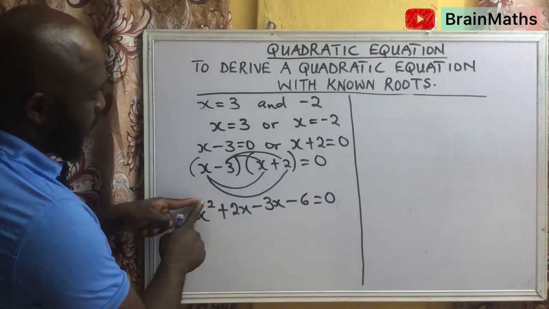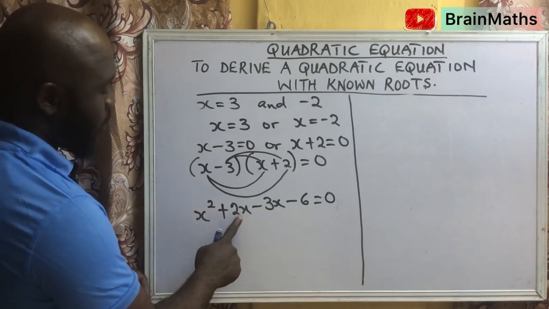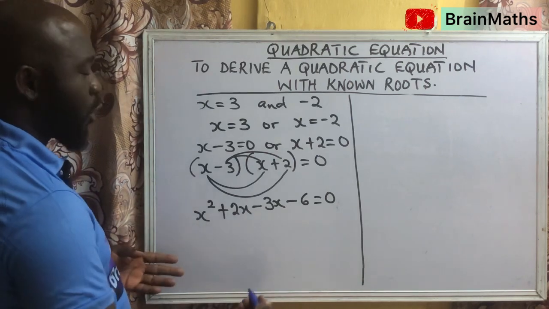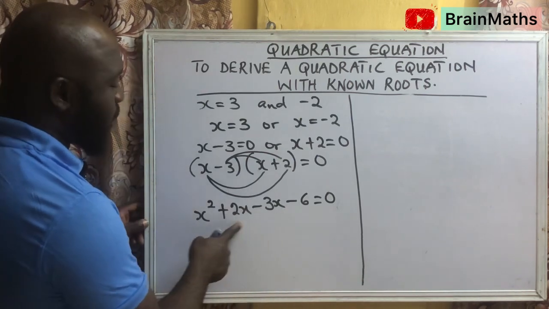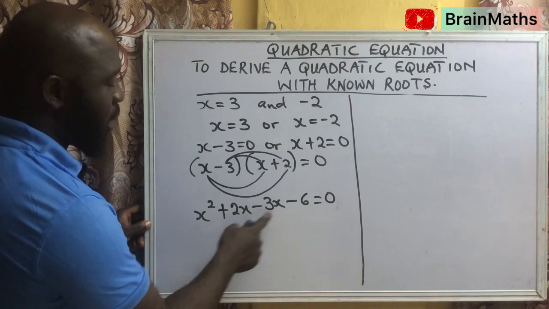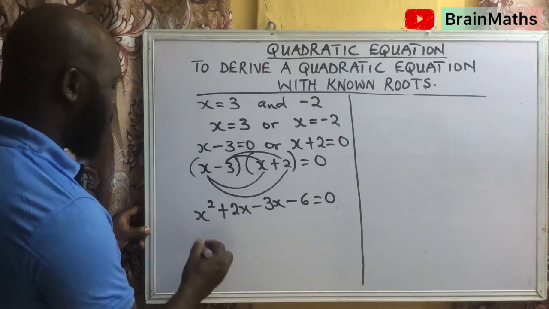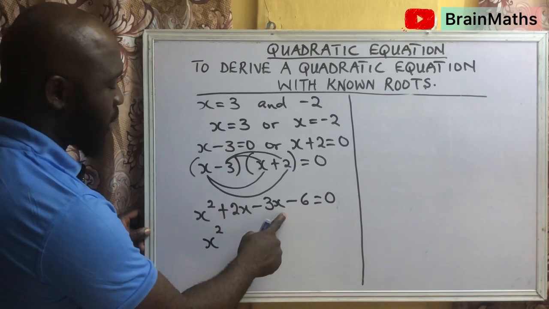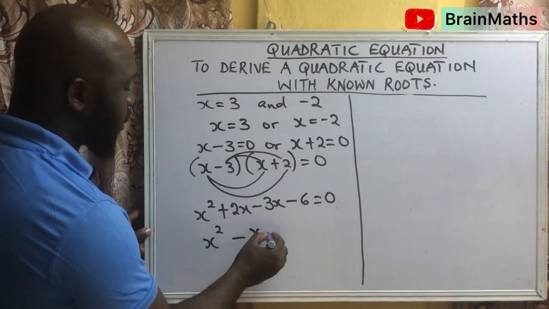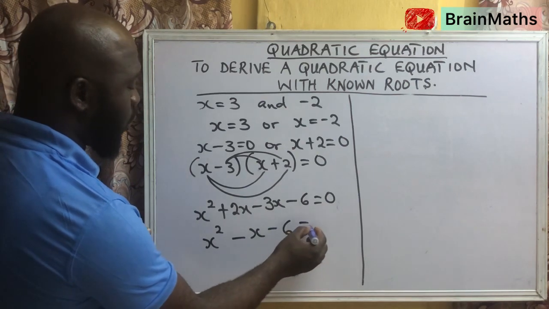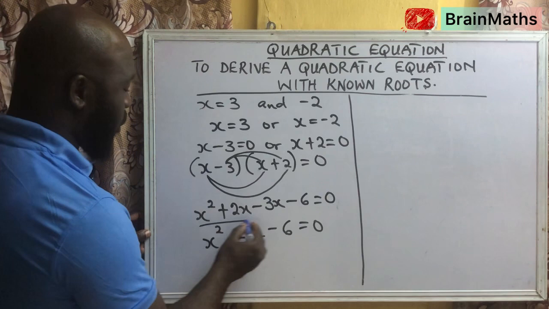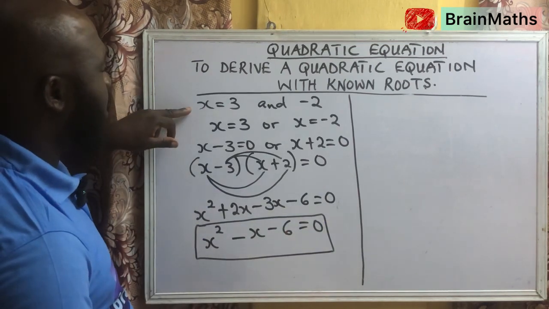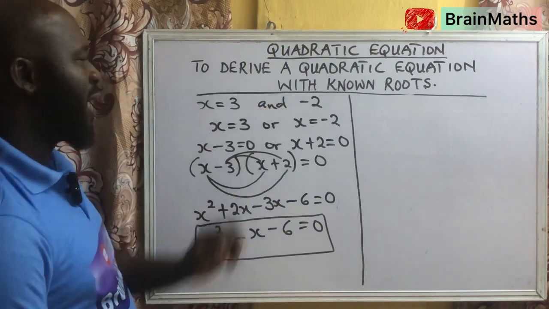Now we have x squared, 2x and minus 3x. In this case, we collect like terms. The like terms we are bringing together here are the x with power of 1. So we say x squared plus 2x minus 3x gives us x squared minus x minus 6 equals 0. So this is the quadratic equation that has roots x equals 3 and minus 2.